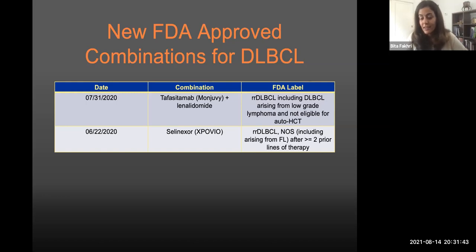And one that I did not put here is BR polatuzumab. There was a trial comparing bendamustine rituximab, which we use for a lot of indolent lymphomas, versus bendamustine rituximab polatuzumab, the CD79 antibody drug conjugate. Patients who received BR POLA and were not transplant candidates did better compared to patients who received BR.